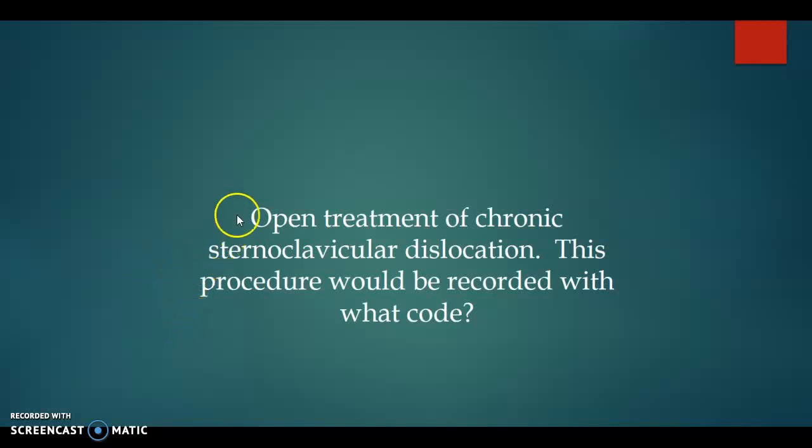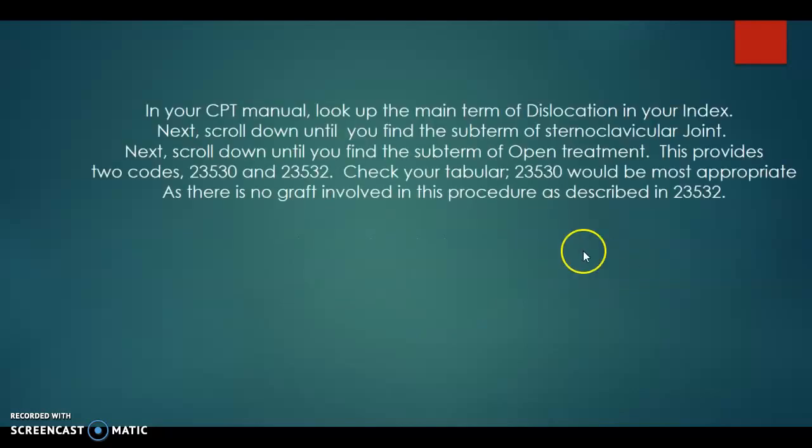For the first scenario, we're going to have open treatment of chronic sternoclavicular dislocation. So how would this procedure be coded? In your CPT manual, you're going to look up the main term of dislocation in your index. Next, you're going to scroll down until you find the subterm of sternoclavicular joint. Next, you're going to scroll down until you find the subterm of open treatment. This is going to provide you with two codes.